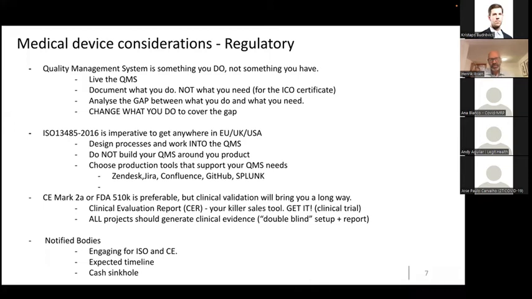So start with the evaluation of the product and get your product tested and tried by someone in real life, and then see if you can turn it into a clinical evaluation report or a clinical trial, even if you have the hospital on board with that.